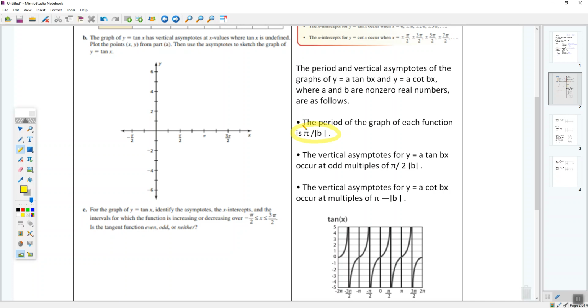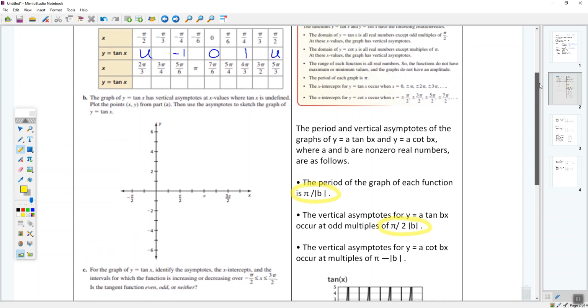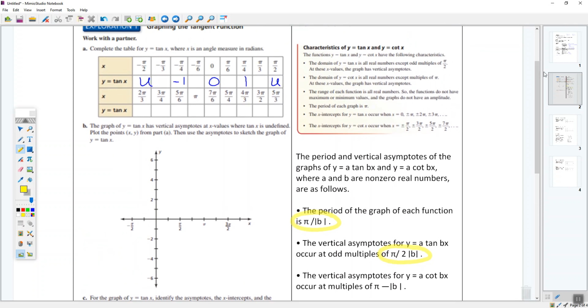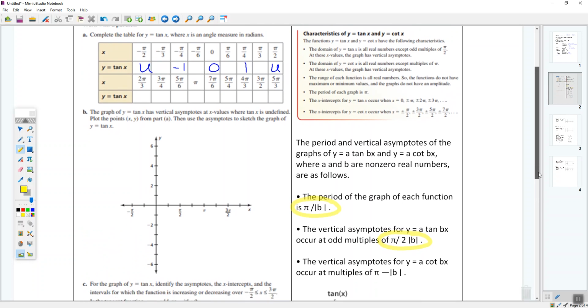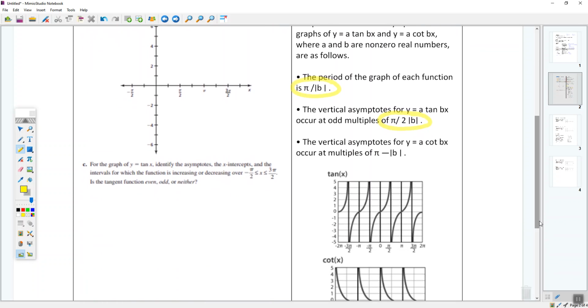The vertical asymptotes for y equals a tangent bx occur at odd multiples of pi over 2 divided by, pi divided by 2 what? I'll show you what that looks like here in a little bit. We're going to do ours a little differently here. We're going to work with the parent one and then figure the rest out after that. Remember in the last section, how many points did I really want you to come up with? 5. If I take a look at this table up here, for this parent function tangent, how many points did we really come up with? And we're going to talk about how you transform those here in a bit. So we'll do things a little differently there. This should be a divide sign right here. Pi divided by absolute value of b again.